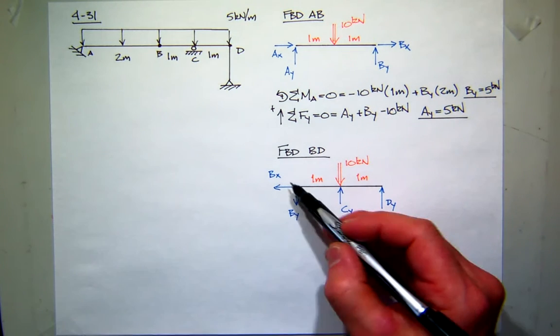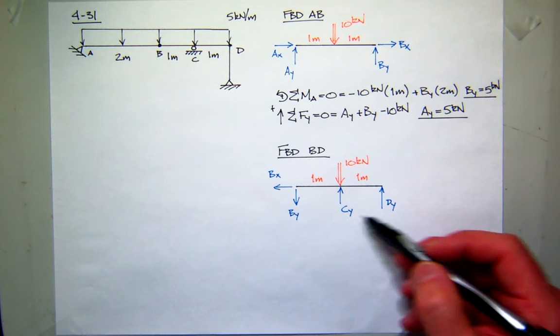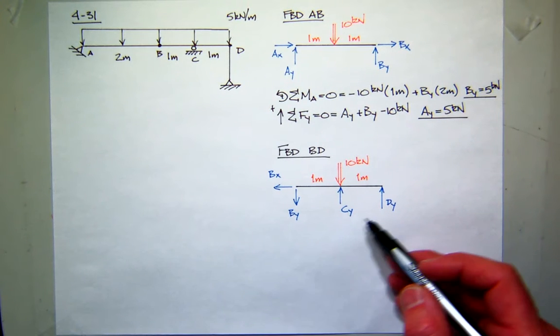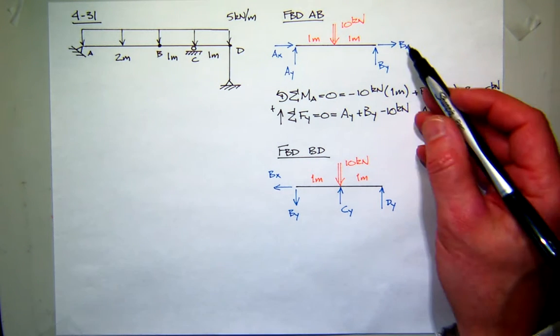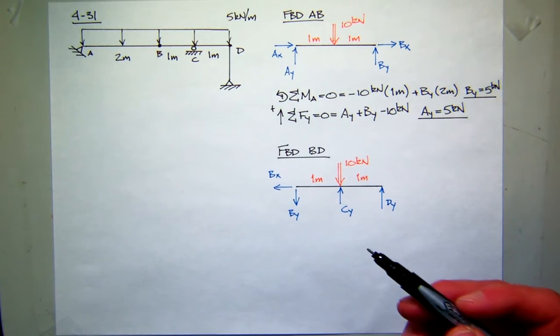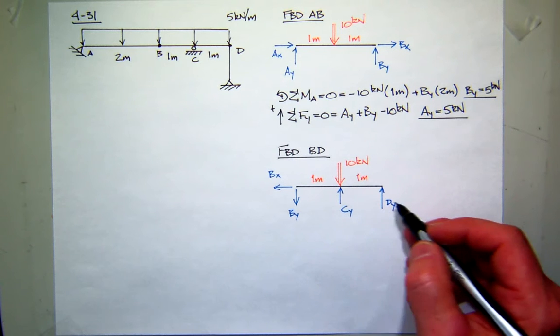Now remember, we know BY. Oh, by the way, since we're here, what if I sum forces in the X direction here? What is BX? 0. And then, of course, if BX is 0, AX is 0. So we're not really leaving those pieces out. We just really don't need them. But I do know BY, so I want to find these two things.